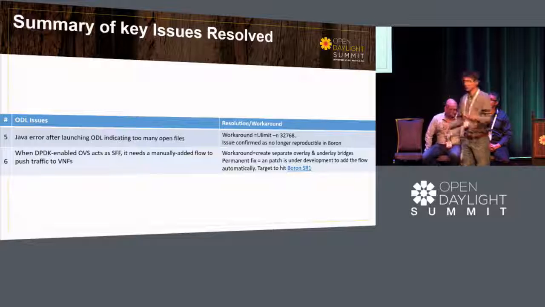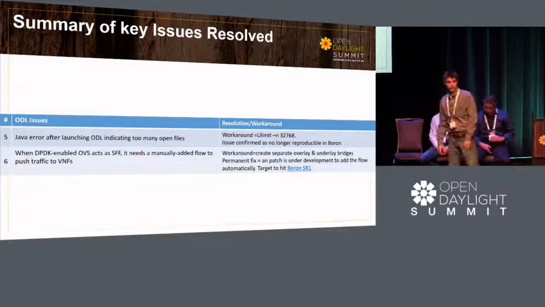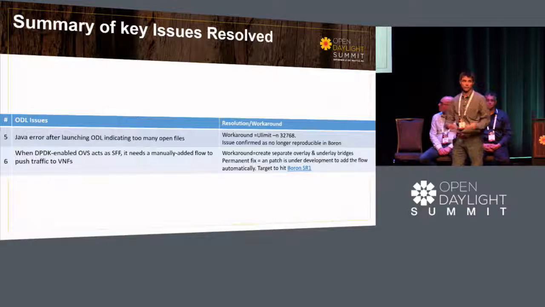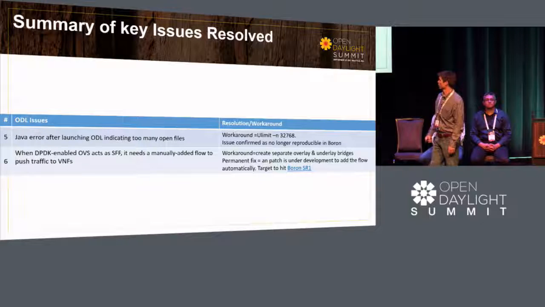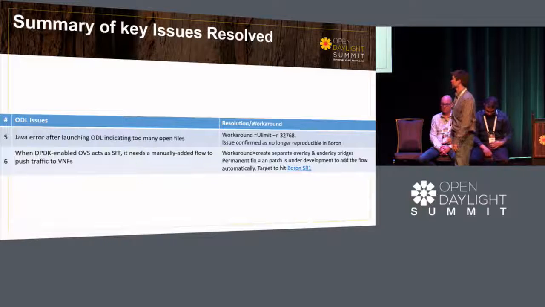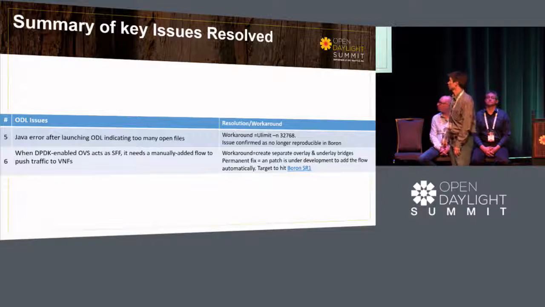So here are some issues we ran into with ODL. We're using the Open release as Tarek went through earlier. Most of these issues are not found in Boron, the most recent release. But as we described in the beginning, the intent of this original engagement was to take publicly available code, ODL, OVS, OpenStack, what have you, see what we could stick together, and see where the gaps were. So item number 5 there, that issue is no longer seen in Boron, and item 6 there, when we DPDK enable OVS, we need to manually add a flow to push graph on the DNS. So we did a workaround to create separate overlay and underlay bridges. There is a patch under development to add that in Boron SR1, so just keep your eyes out for that one.